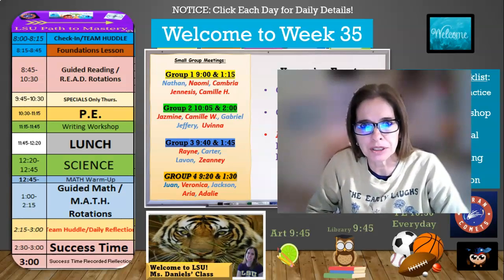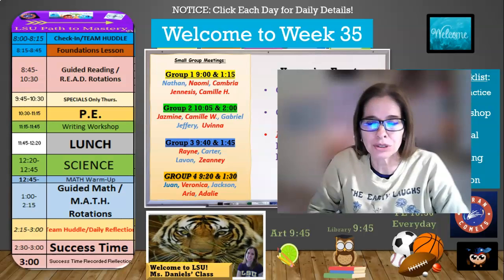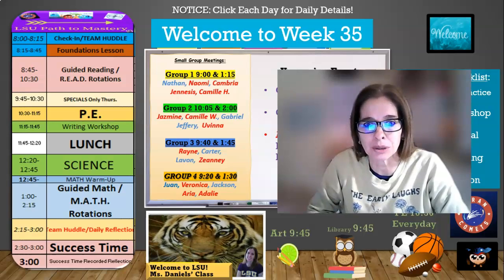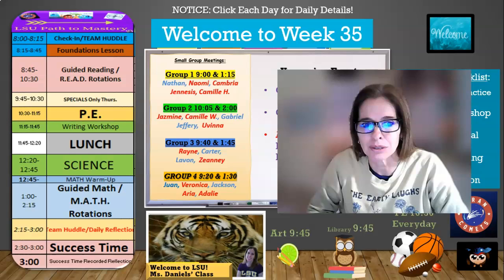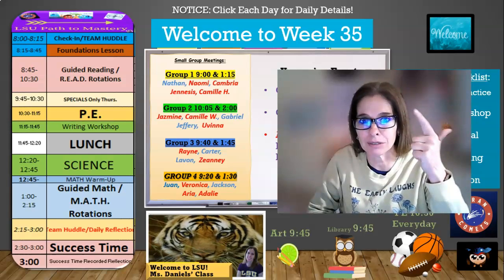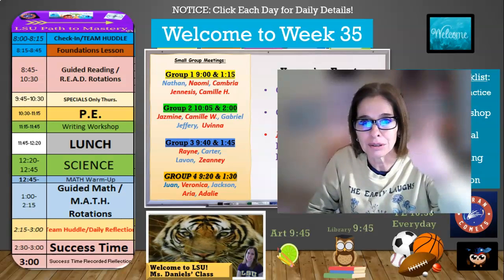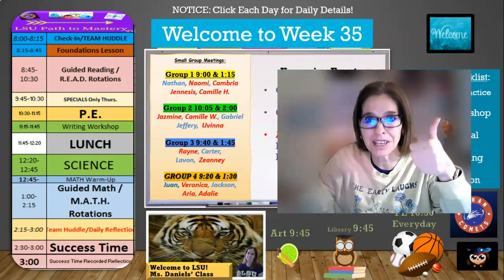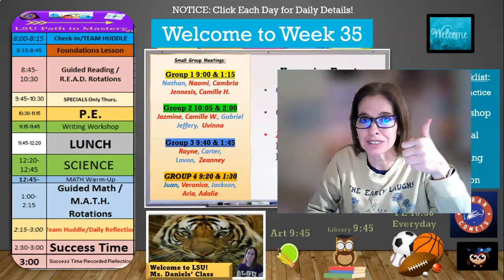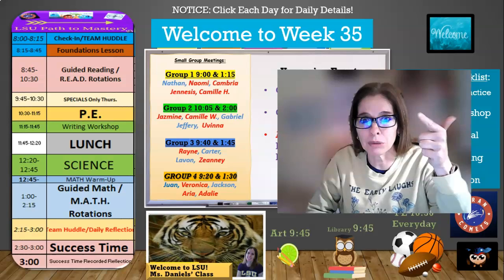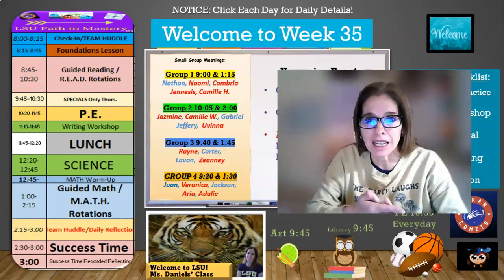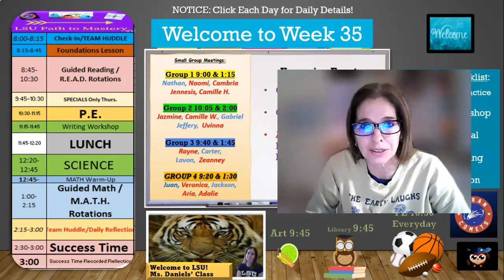You know you have must-dos, choose to do, and aspire to do's on your tracker. Your must-dos for reading every single day during Foundations lesson and reading rotations are Foundations. You're here now, so you got a good start. Read Works on Monday and Tuesday, and Reading Progress on Wednesday and Thursday.